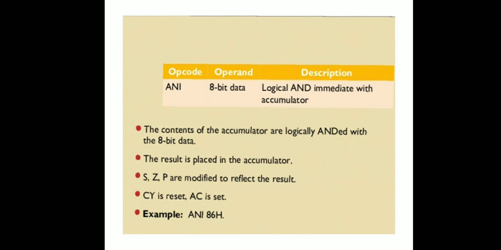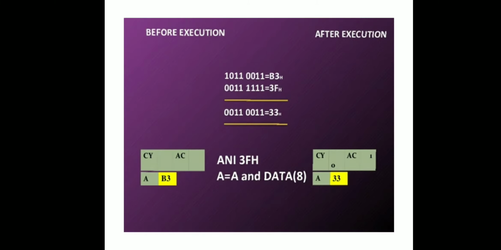For example, logically AND with data 3F. Here, the content of the accumulator is ANDed with the data 3F, and the result is stored in the accumulator, and the flag is also set according to the content of the accumulator.